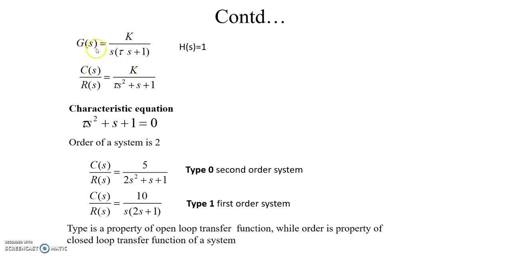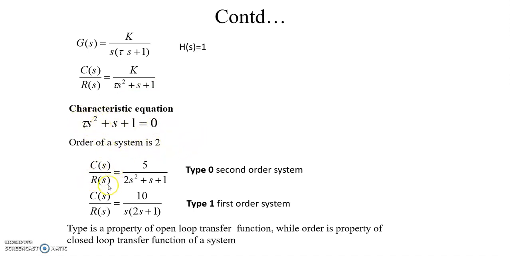So G of s is equal to K by s into (tau s plus 1), where H of s is equal to 1. What is C of s? You can substitute G of s into 1 plus G of s into H of s, so that the transfer function will be like this: K by (tau s square plus s plus 1). This is the characteristic equation, which equated to 0 lets you find the order of the system. So tau s square plus s plus 1 is equal to 0. The highest power in s is 2, so the order of the system is 2.